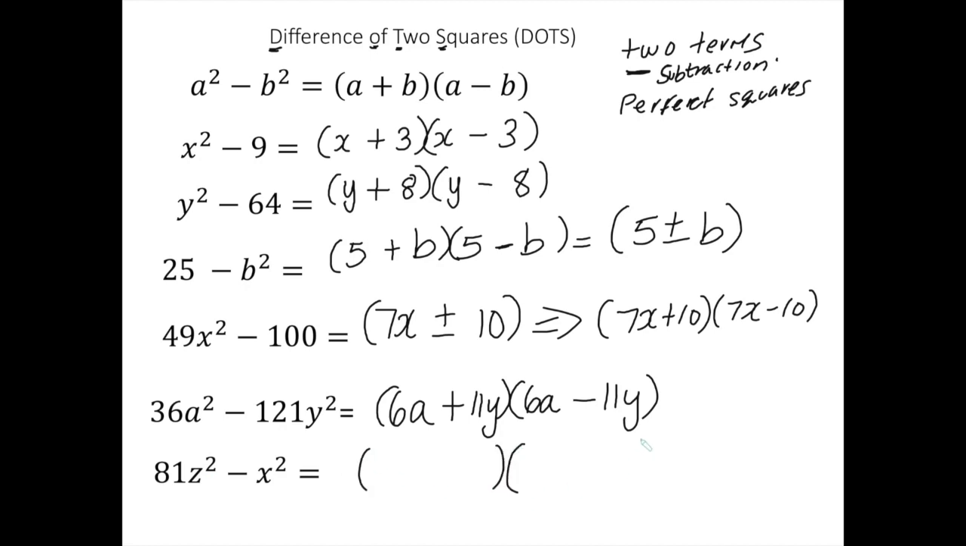Same thing here with 81z squared minus x squared. I know that 81 is 9 times 9. Z squared is z times z, plus minus, x squared is just x times x.